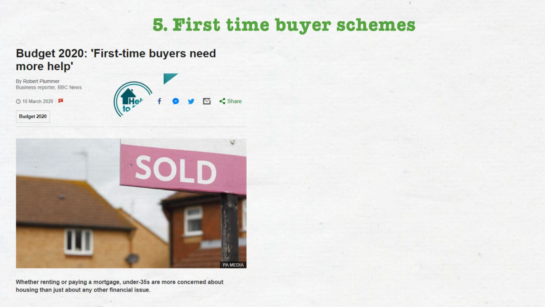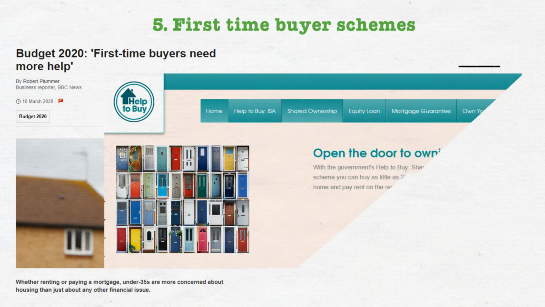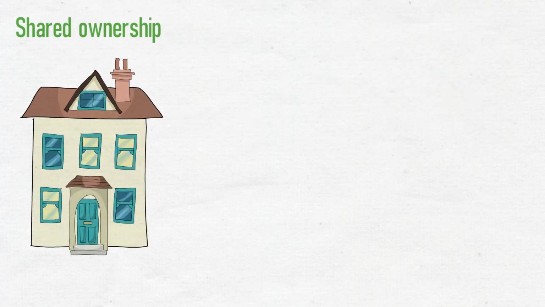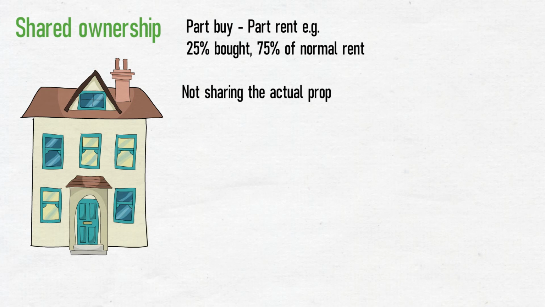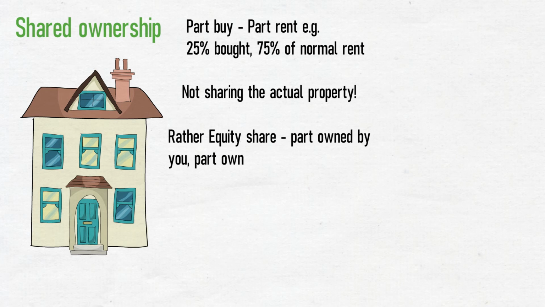So, the government has set up schemes to help first-time buyers, and in the UK, the scheme is called Help to Buy. Help to Buy has two routes of home ownership: shared ownership and equity loan. In a nutshell, shared ownership allows you to part buy and part rent, slowly increasing your equity in your property until you fully own it. Shared ownership does not mean you share your living space, but simply the property belongs in part to you and in part to someone else, usually a housing association.